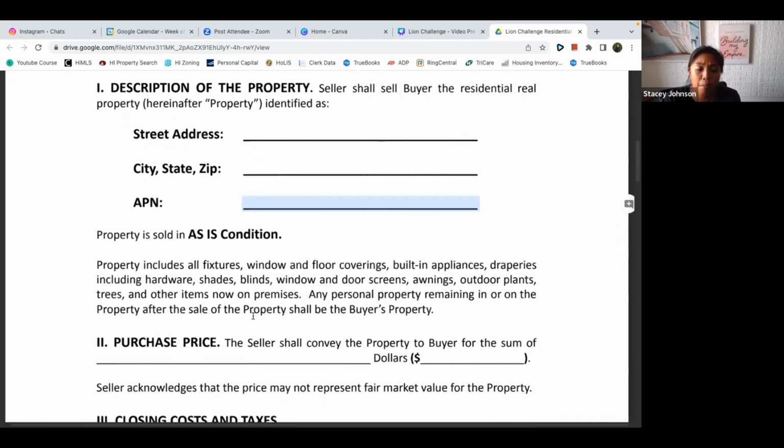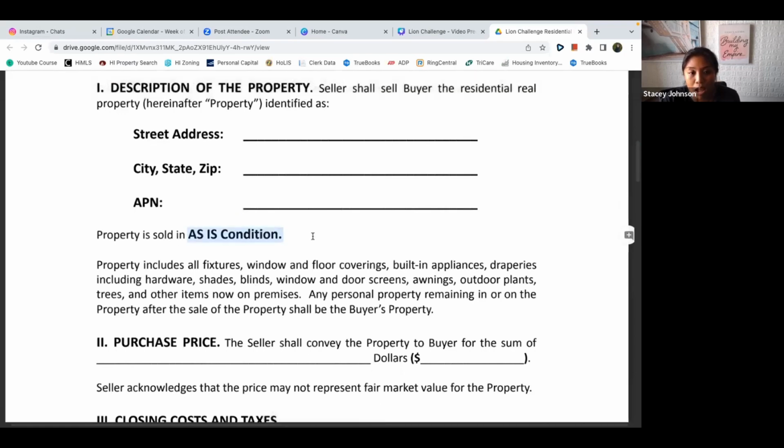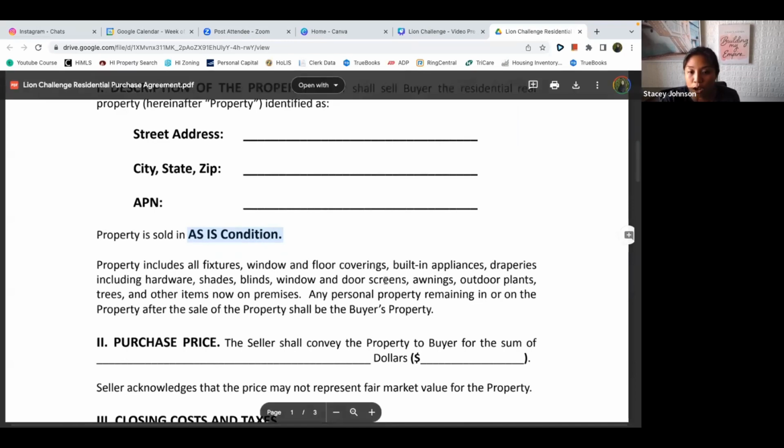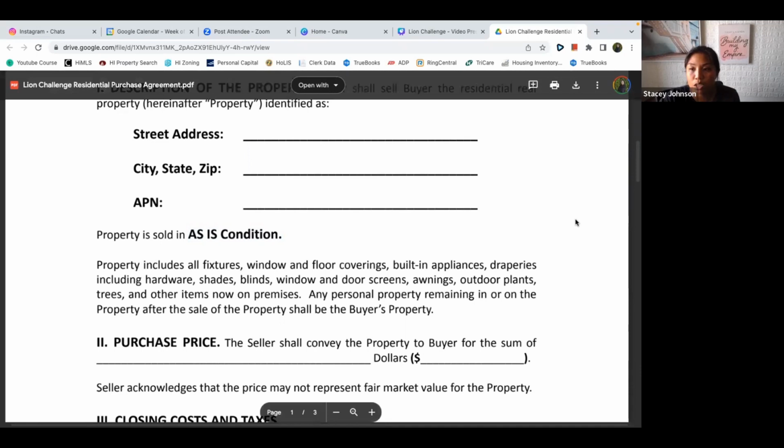Now, Mr. Seller, remember how I told you that we're going to be buying this property in as-is condition. So anything that's on the property, whether that's fixtures, windows, floor coverings, appliances, anything left on the property after the close of escrow, this is just saying that this is our property now. So just remember that you don't have to do any cleaning. You don't have to take anything out unless you want to.